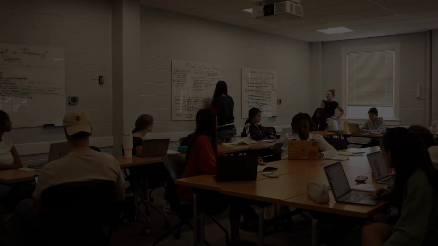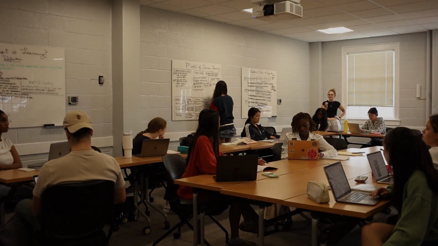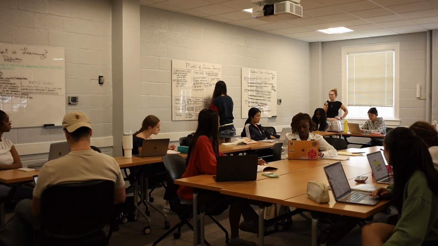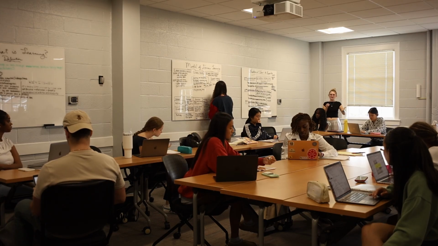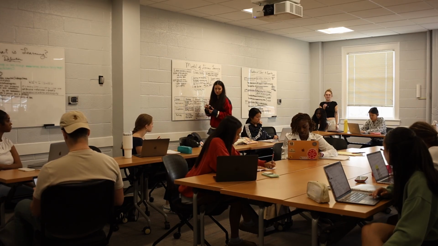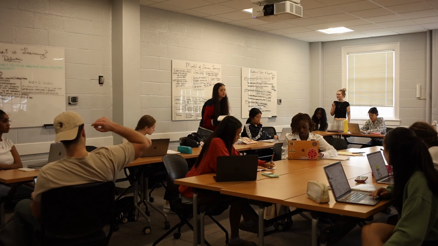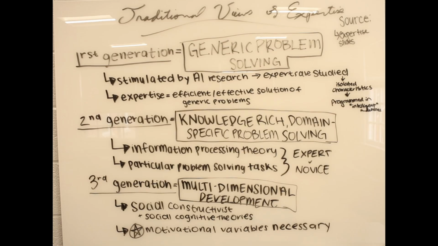Okay, so our main sources come from the expertise slides. All the information that we got off of there is a roundabout of that because we assumed that everybody did their reading summaries, so they would have done that. But basically, we highlighted the 3 generations. The first generation is generic problem solving. It's stimulated by AI research.